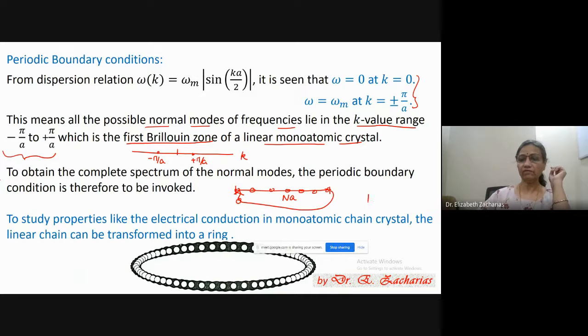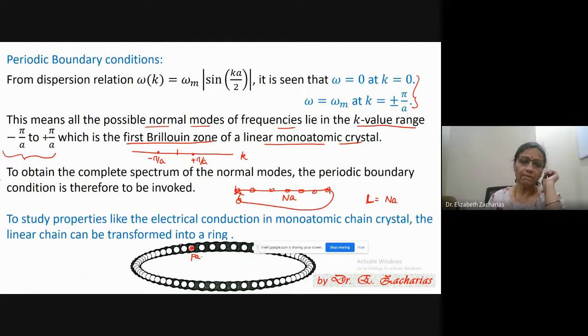Now the length of the ring will be capital L equal to N into a. Only thing is, it is a ring. Now let us take one atom or ion here. Let its position be Pa, where P is an integer. Because for lattice l, we use small l, as in atom sitting at lattice l, like that we'll say Pa is denoting this particular atom or ion.